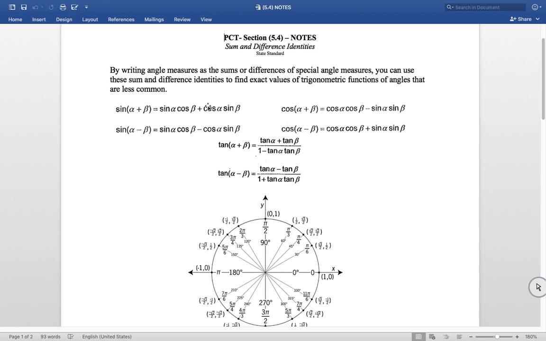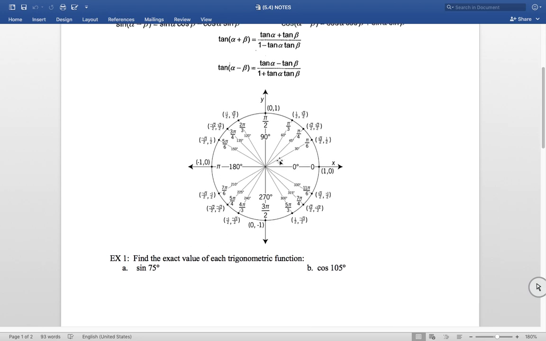Section 5.4, read along with me. It says, by writing angle measures as the sums or differences of special angle measures, you can use these sum and difference identities to find exact values of trigonometric functions of angles that are less common. I know that doesn't mean much to you, but if you look down here at example 1, it says find the exact value of each trigonometric function. What's the sine of 75?